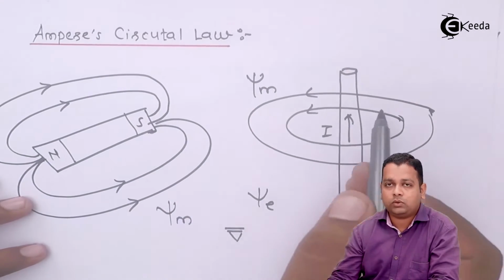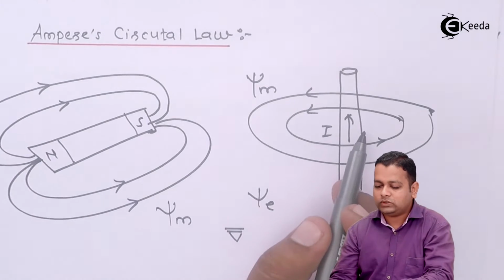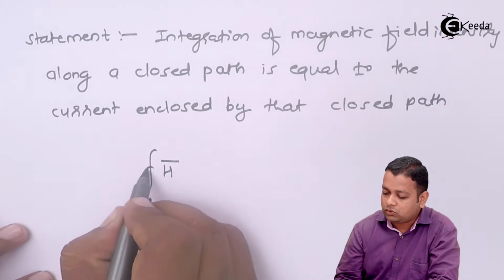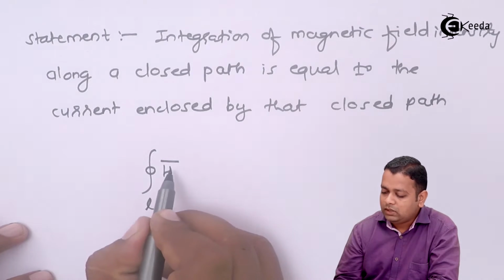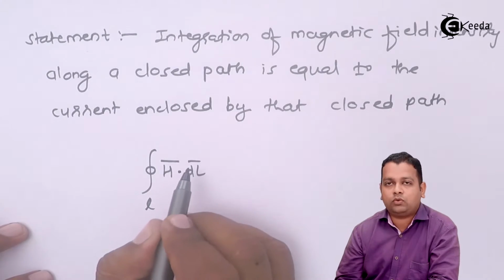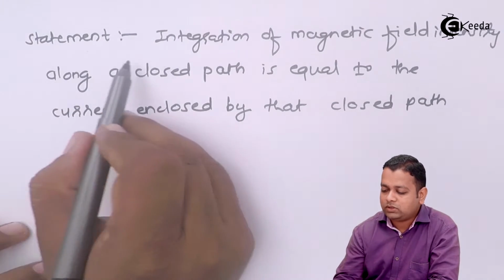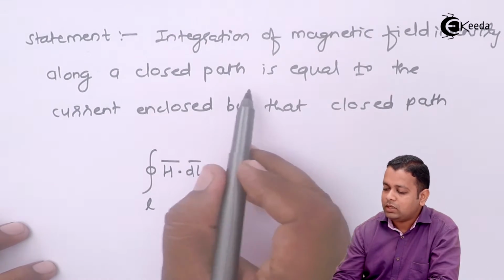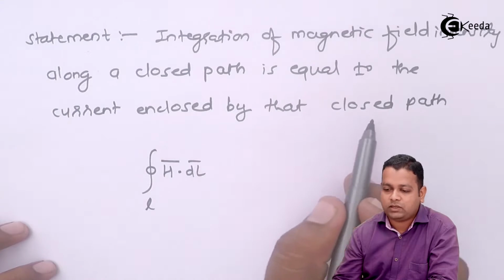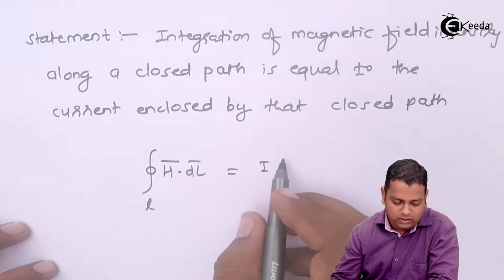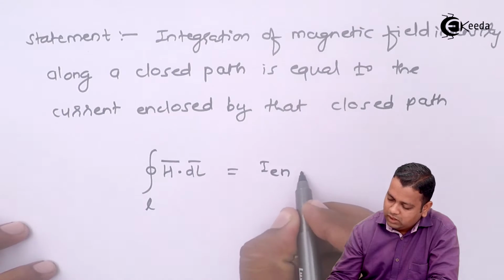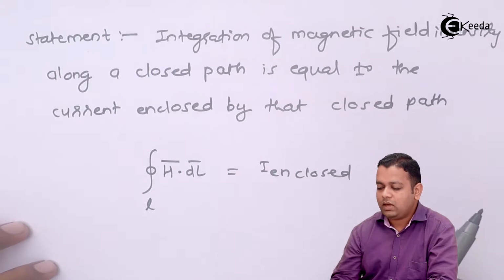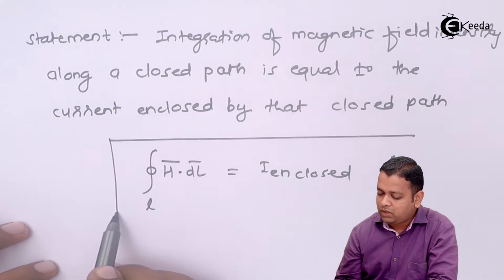The path has a particular length to travel, hence we take the integration with respect to the line. Here the line is a closed line, a closed path. Hence I have to mention H bar dot dl bar. So according to the Ampere circuital law statement, the integration of magnetic field intensity along a closed path is equal to the current enclosed by that closed path. So I write here: equal to I suffix enclosed. As current is there, we put the simple unit, that is amperes.